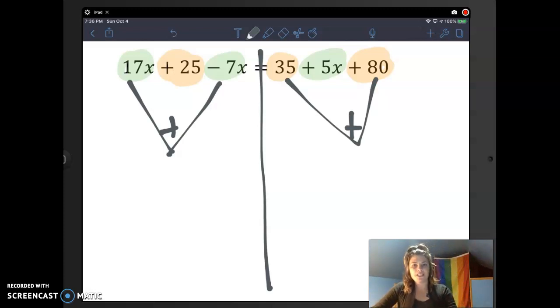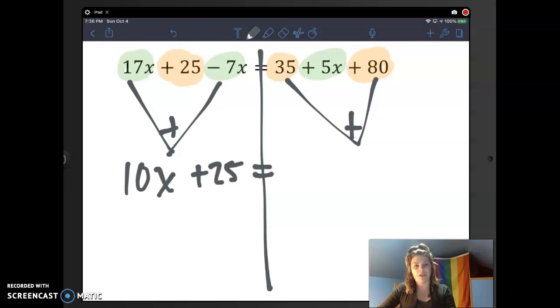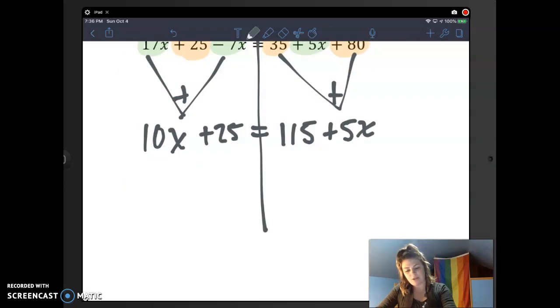So 17 and -7 added together gives us 10 x's. And then we didn't do anything with the 25 ones on the left, so we just rewrite it. Positive 35 and positive 80 gives us 115 ones. And then we didn't do anything with the positive 5 x's, so we just rewrite it. All right. Now, I'm not going to re-highlight, but if you want to, you can. I'm going to sing my song, though. Better believe I'm singing my song.